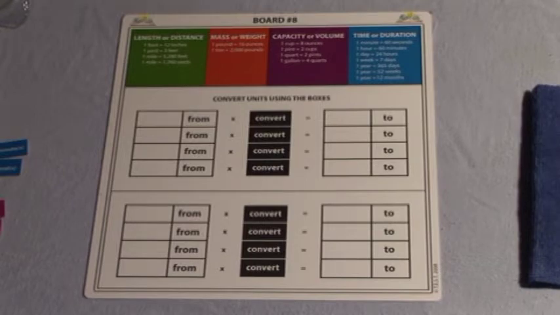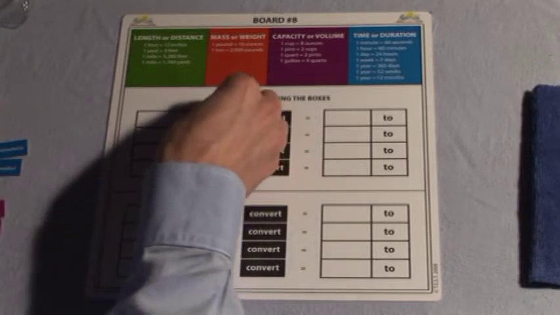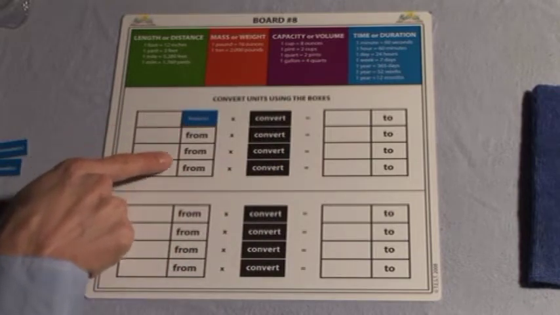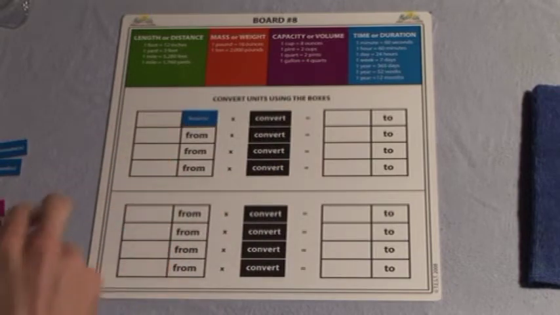So basically, if you're going to make any calculations, you first have to determine what type of measurement you're going to use, and once you've decided that, then you can begin the process. So we're going to start off with an example where we're going to convert 2 hours to seconds. You can see in the boxes here that it says the word from, and those are the units that we're going to convert from.